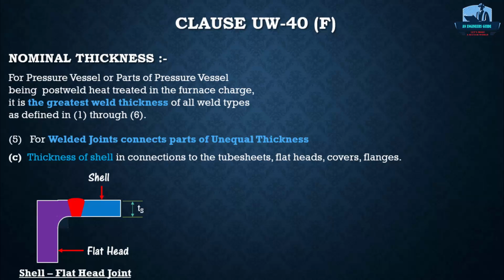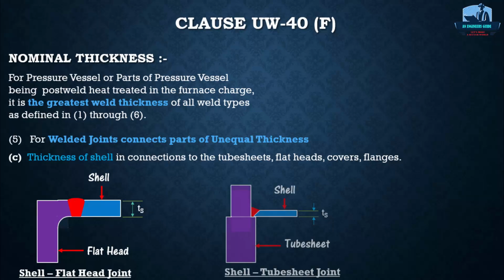On the flathead you can see there is one lip provided, and that lip is welded with the shell. So at the position of the weld, the thickness of the weld is governed by the shell thickness. That's why the nominal thickness will be the thickness of the shell. Now let's see another example, the shell to tube sheet joint. At the position of the weld, the thickness of the weld is also equal to the thickness of the shell. So this is about point number 5c.